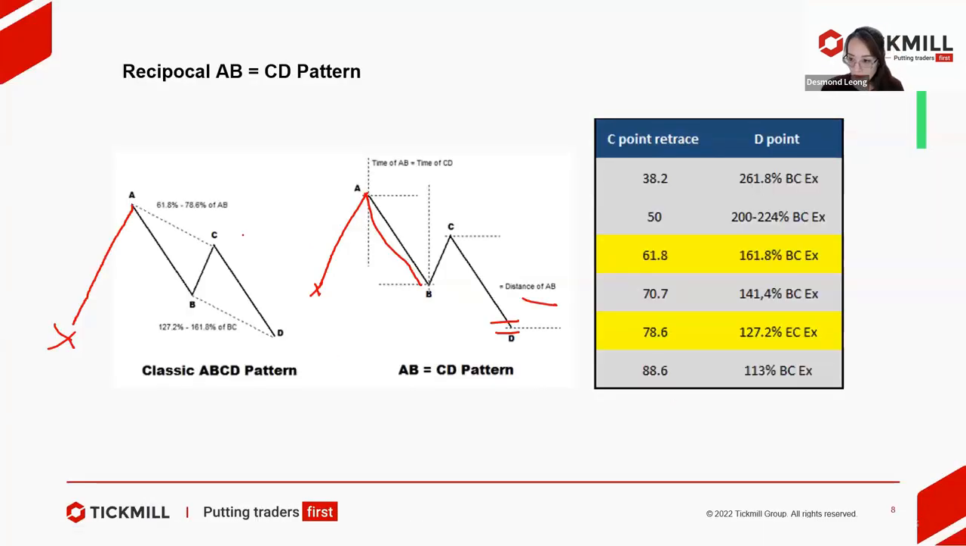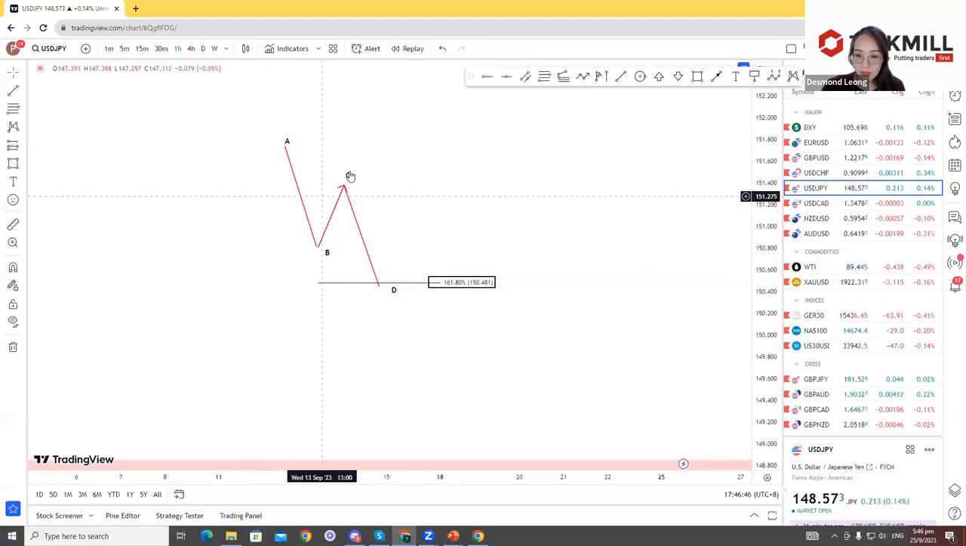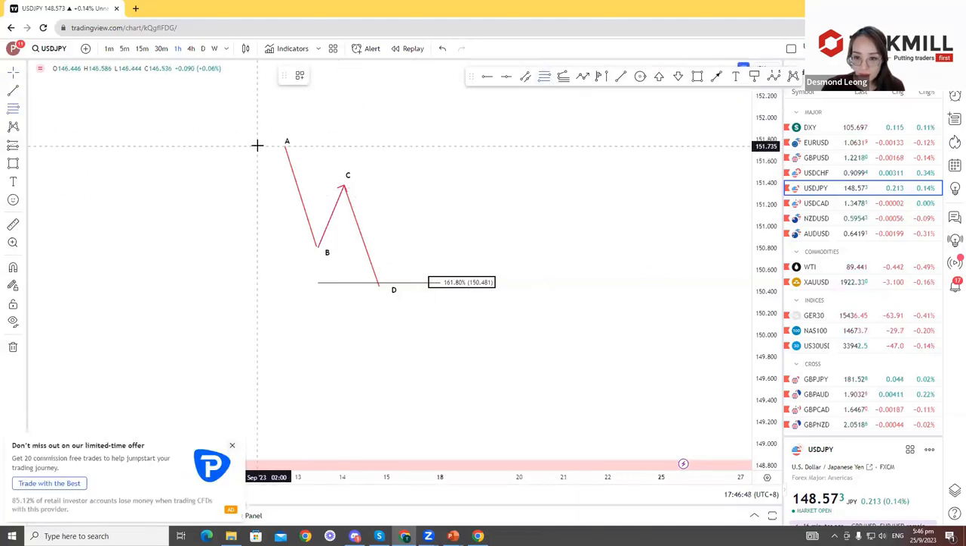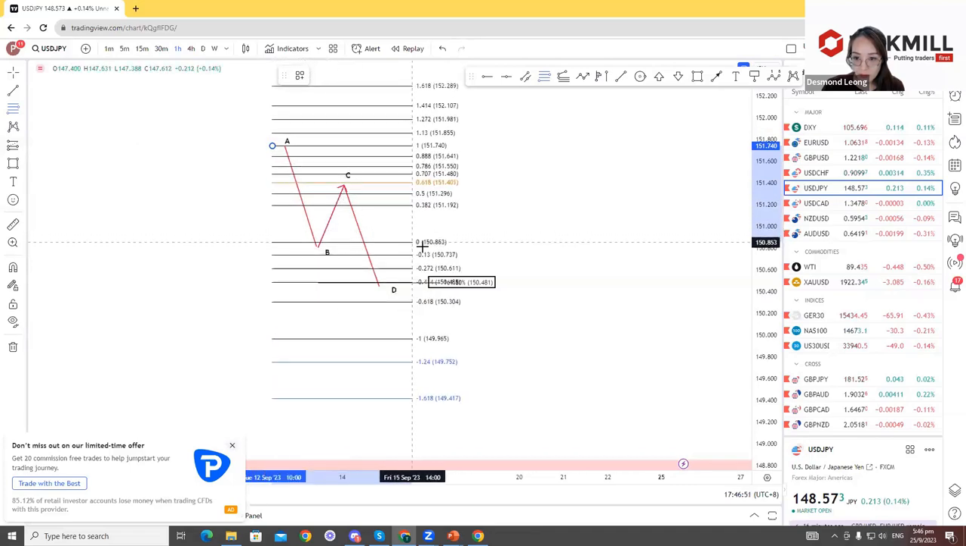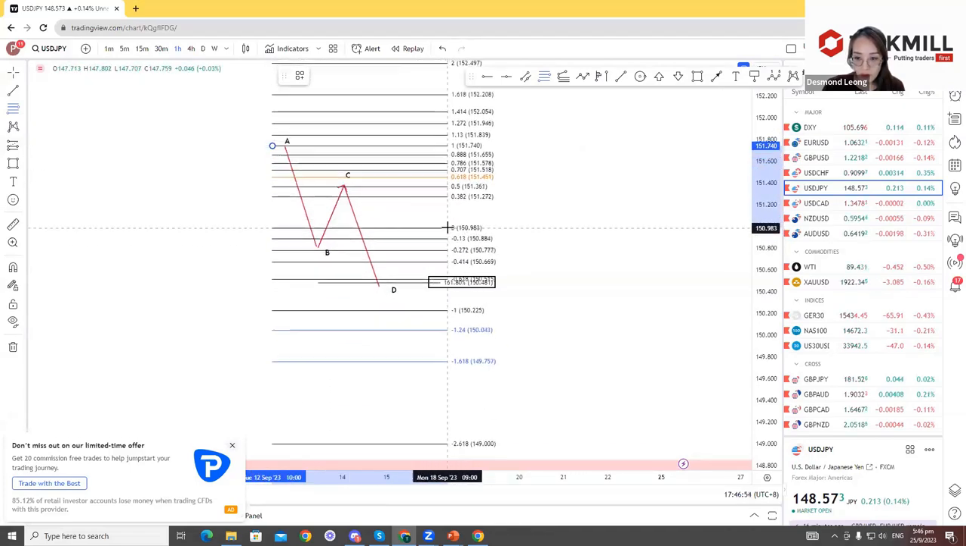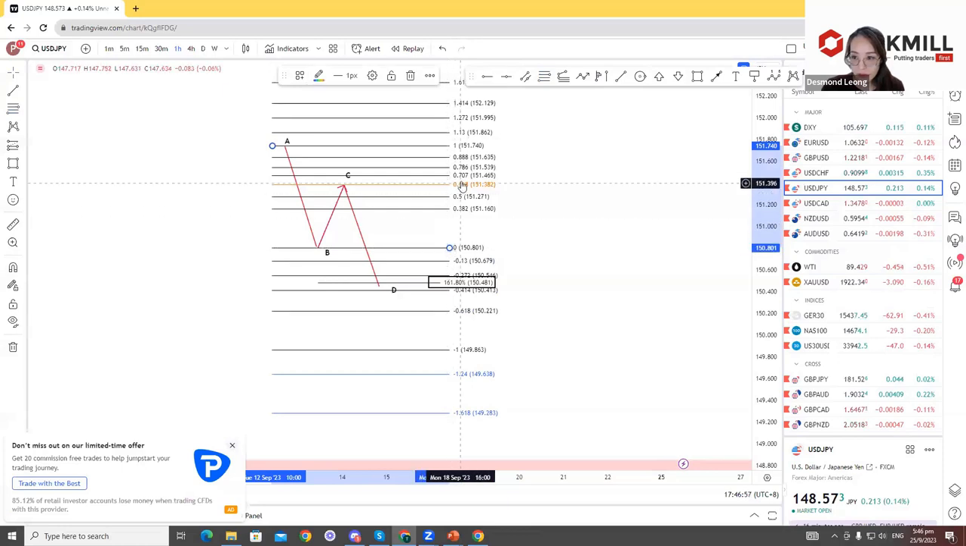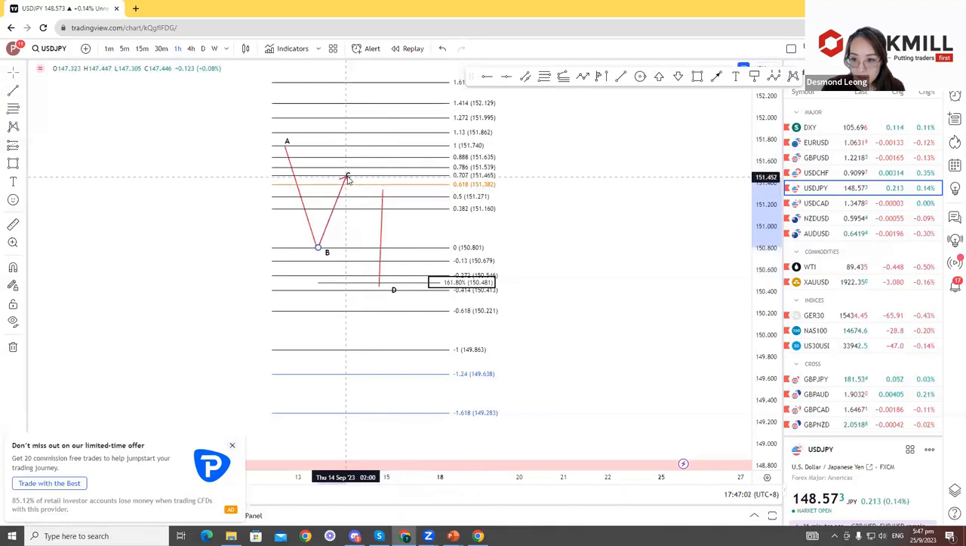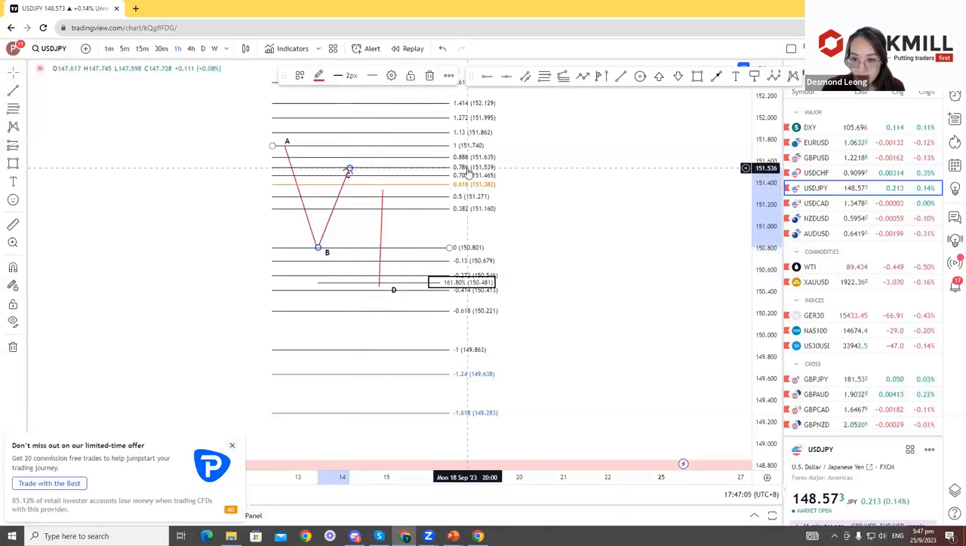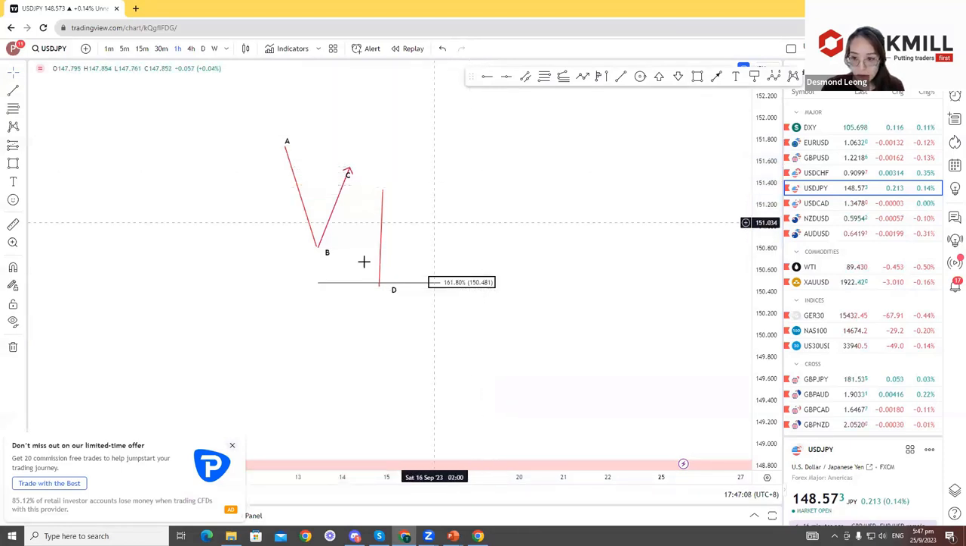Okay, and then you can remember this: let's say the C point ending retrace is 78.6%, BC extension 127. This is a really common one. So if you cannot remember everything, it's okay. Basically, if C retraces, how to find the retracement? You draw from A to B. Always draw from your left to the right. They retrace 78.6%, which is here, this label. Okay, 78.6%.